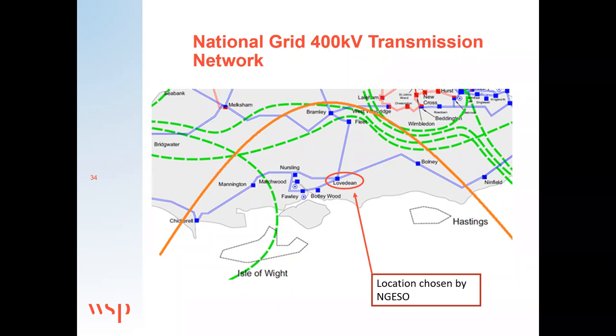But ultimately, it's National Grid's choice. It's up to them to say, at this station, we can accept a 2,000 megawatt import-export. The client may have his own preference, i.e. one that's close to the coast, but it's finally up to National Grid to say which one is the best technical solution and the best economic solution, both for them and for the developer. To cut a long story short, the final location chosen by NGESO was Lovedean Substation in Hampshire, just north, about 20 kilometers north of Portsmouth.